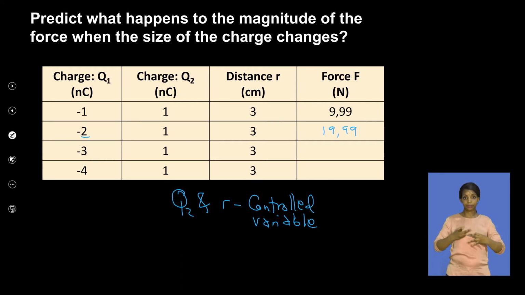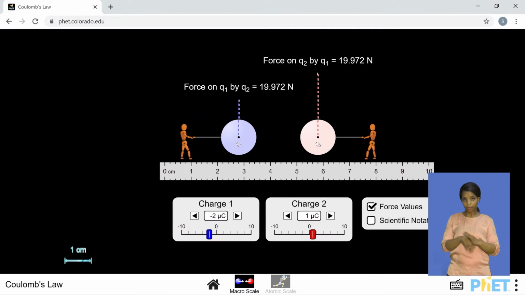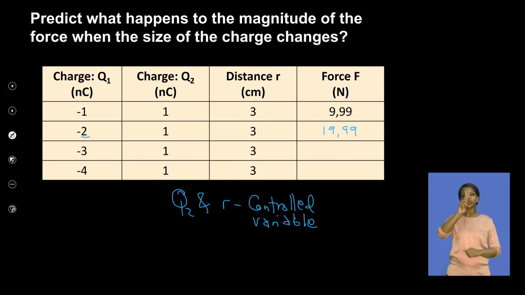Now, in the third trial, what are we going to do? We'll make charge Q1 3 times as big as its original charge. So we go back to the simulation, okay? Now, if we make it 3 times, it means it's going to be -3. So if we make it -3, you can see immediately it's 29.9. So the charge keeps on increasing while we're still keeping the distance between Q1 and Q2 the same. We'll go back to our table. This is 29.9. Clearly we are getting the trend, the pattern.